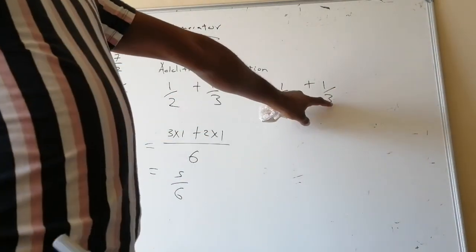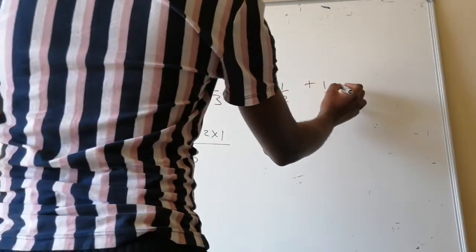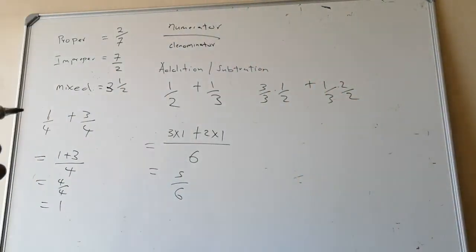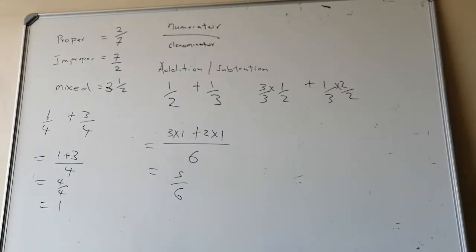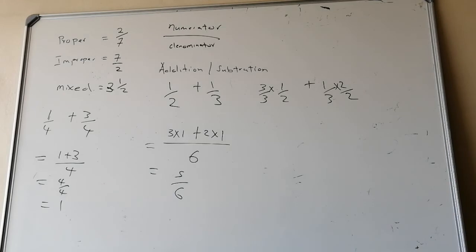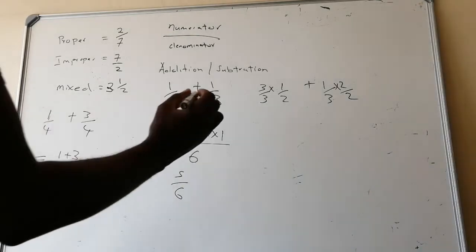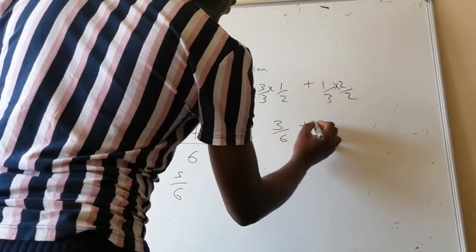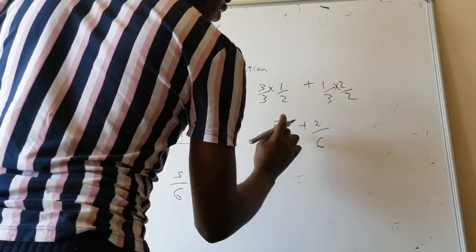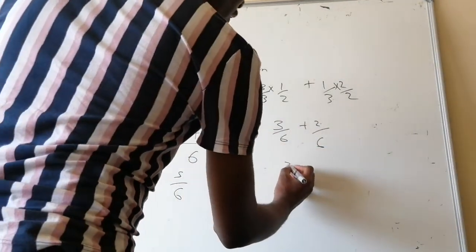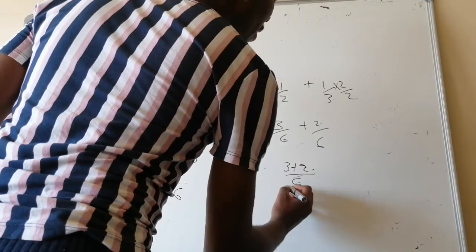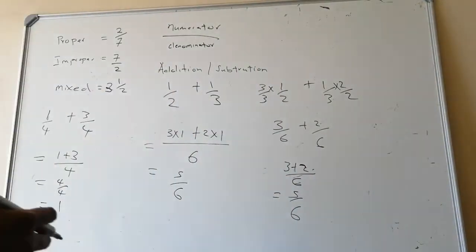Which number can I multiply 3 with in order to get 6? That number is 2. So multiply by 2 over 2. Multiplying by 3 over 3, we know it's 1, so it doesn't make any difference. And we also know that 2 over 2 is 1, so it doesn't make any difference. So that is 3 over 6 plus 2 over 6. Now that the denominators are the same, you can add the numerators: 3 plus 2 divided by 6, which is 5 over 6.